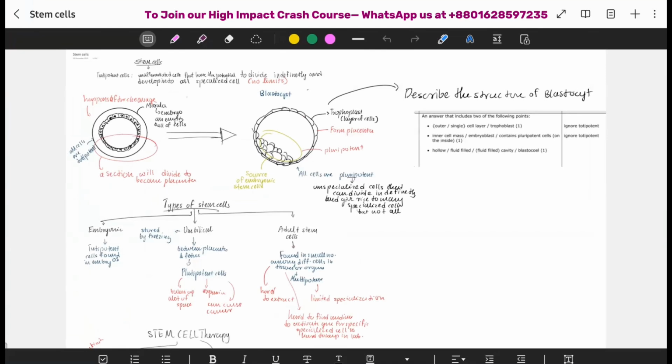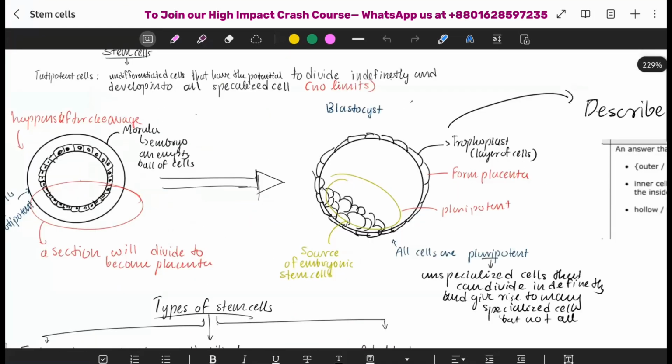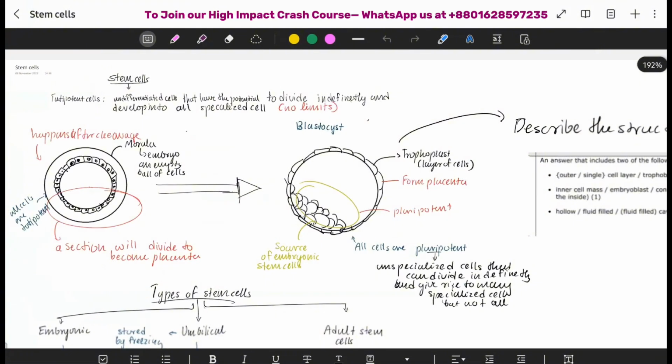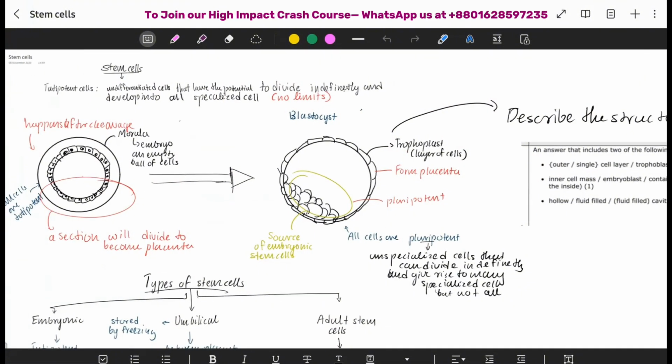Okay, so stem cells: totipotent and pluripotent cells. Can someone tell me the difference between pluripotent and totipotent?